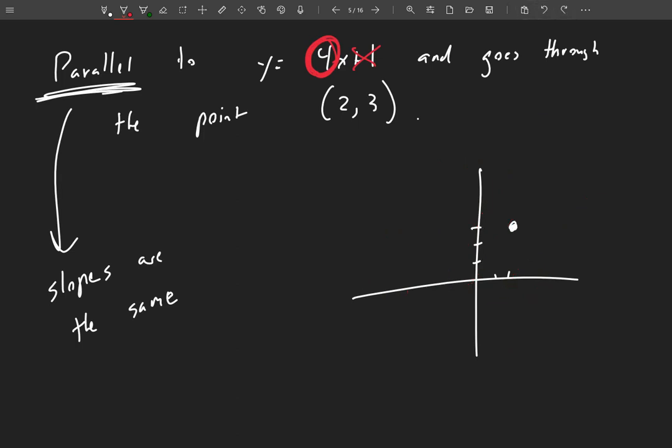And I know that my new line, I want to be parallel, which means it's also going to have a slope of 4. So now I have all the information I need. I'm just going to write y equals 4 because it's the same. And now I use this point here, x minus 2 because I switched that sign, plus 3 because I don't switch that sign. And now I have an equation for a line that is parallel to this one because it has the same slope, but it goes through this point.